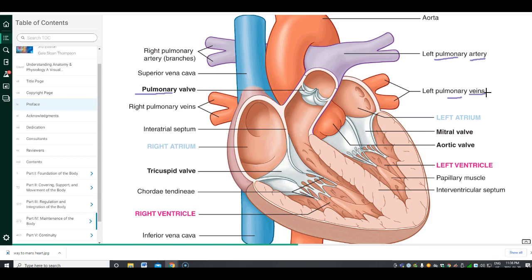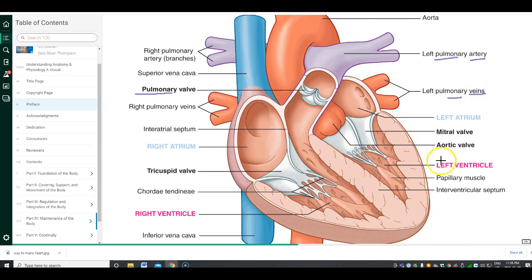Okay, and the pulmonary artery and pulmonary vein go against the rule that all arteries are oxygenated. Because the blood is going away from the heart, it's an artery, but it hasn't been to the lungs yet, so it's not oxygenated. So that's why in this situation, you will see that the pulmonary artery is blue.